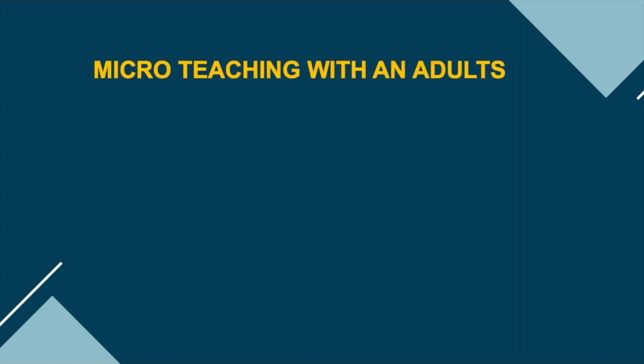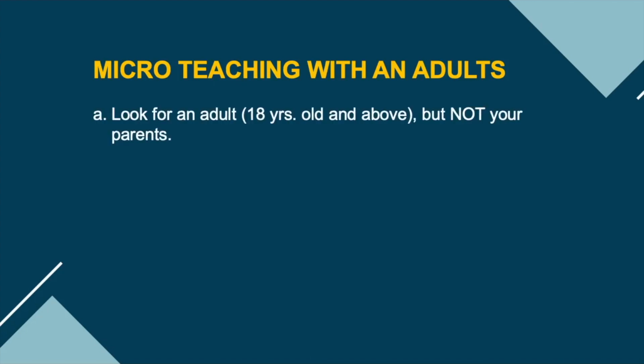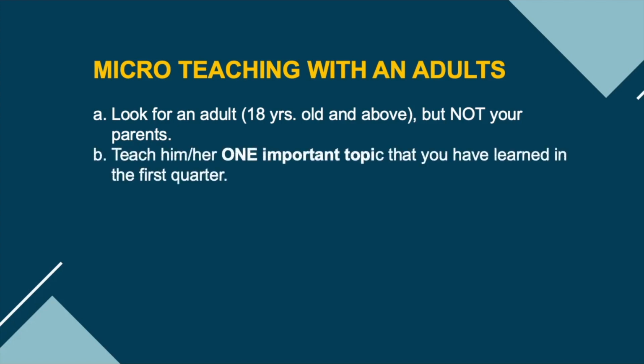Let's start with the adult input page. First, you need to look for an adult that is 18 years old and above, but not your parents. The adult can be your sister, brother, cousins, friends, or can be your neighbor. Then, teach him or her one important topic that you have learned in the quarter or semester. This topic can be simple or complex, depending on your level of readiness to teach the concept.